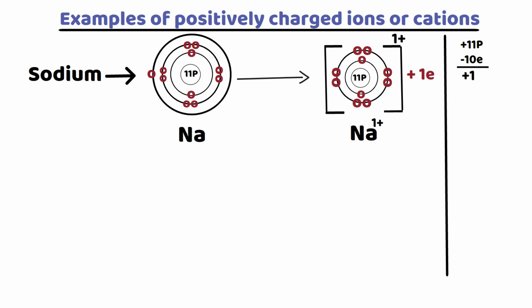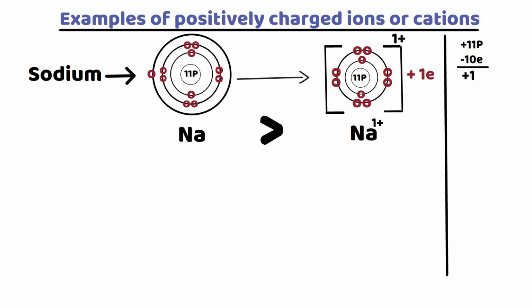Remember, the positively charged sodium ion has a smaller size than the neutral sodium atom. In a neutral sodium atom, 3 shells of electrons are present, while in the sodium ion, 2 shells of electrons are present.